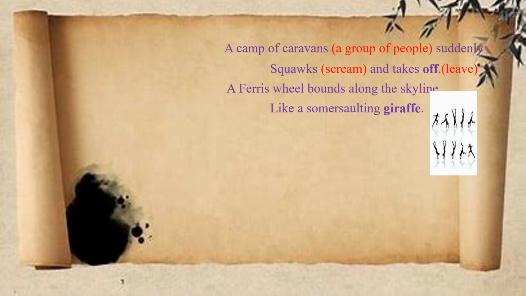A camp of caravans suddenly squawks and takes off. A Ferris wheel bounds along the skyline like a somersaulting giraffe. So, in this stanza, the poet imagines that there is a group of people who are blown away or lifted off with the strong wind, and they suddenly start screaming, and there is a Ferris wheel that would appear as if it is somersaulting like a giraffe.